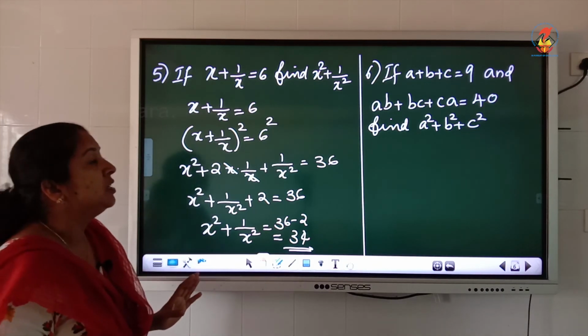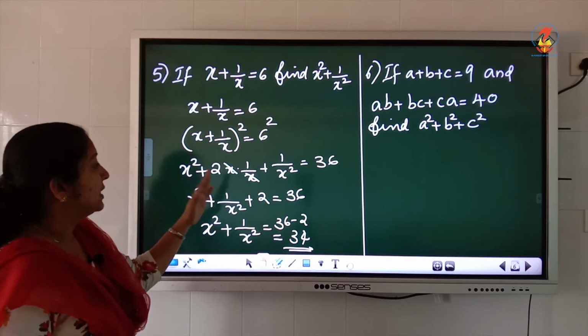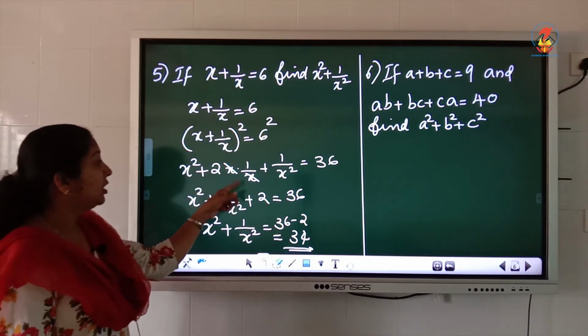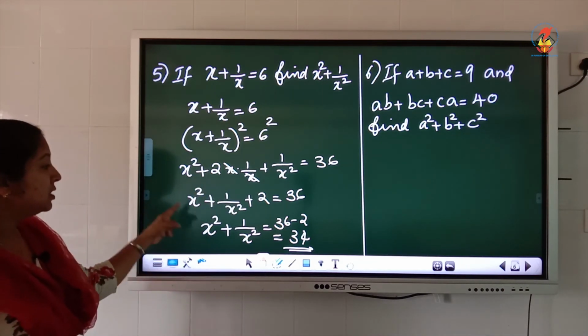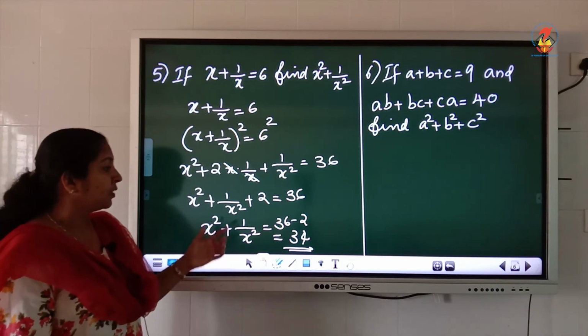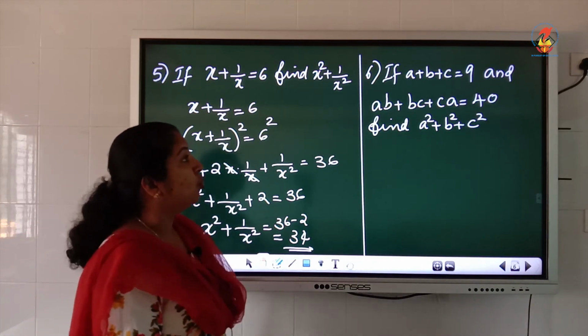What is given is x plus 1 by x is equal to 6. Find x square plus 1 by x square. We have to square on both sides. After that we have to expand using a plus b whole square. Then we can cancel both the x and the remaining is x square plus 1 by x square plus 2 is equal to 36. So, x square plus 1 by x square is equal to 34.